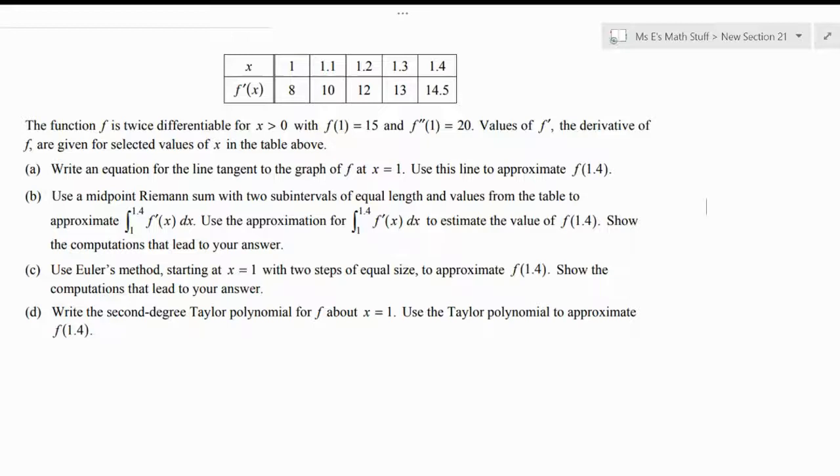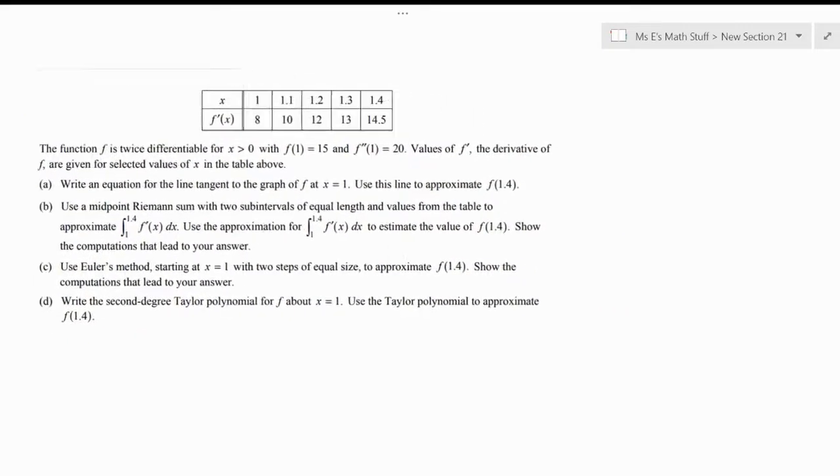All right, my friends, it says the function f is twice differentiable for x values greater than 0, with f of 1 equaling 15 and f double prime of 1 equaling 20. Values for f prime, the derivative of f, are given for selected values of x in the table above. For part A, they want us to write an equation for the tangent line to the graph of f at x equals 1, and use this line to approximate f of 1.4. Okay, so let's get started.